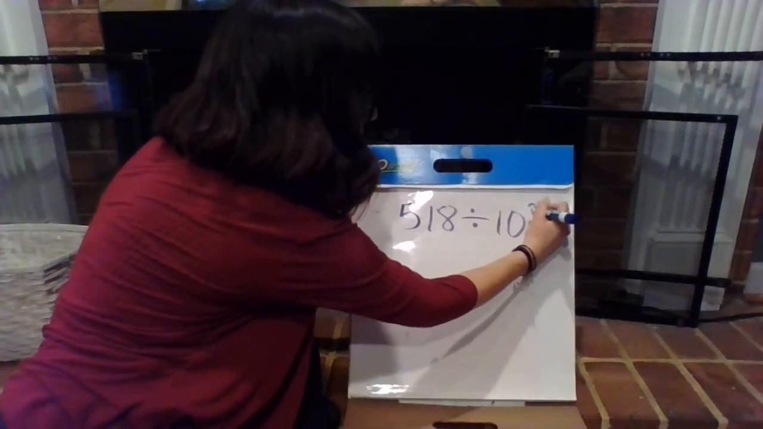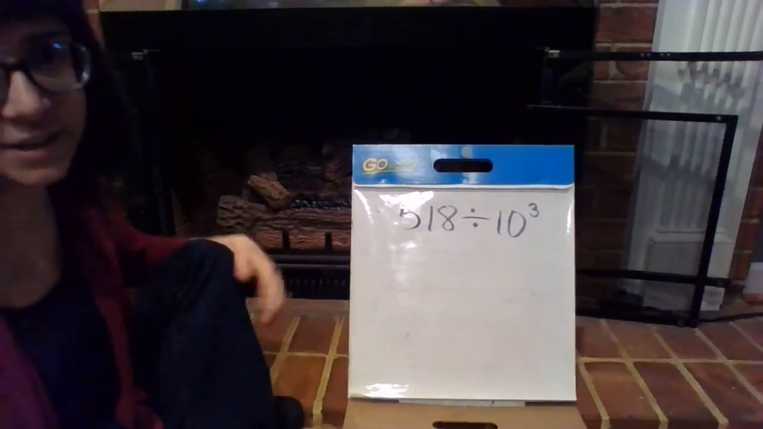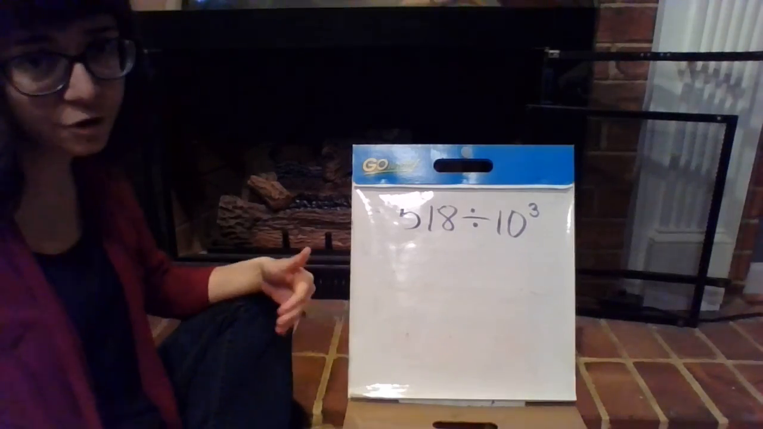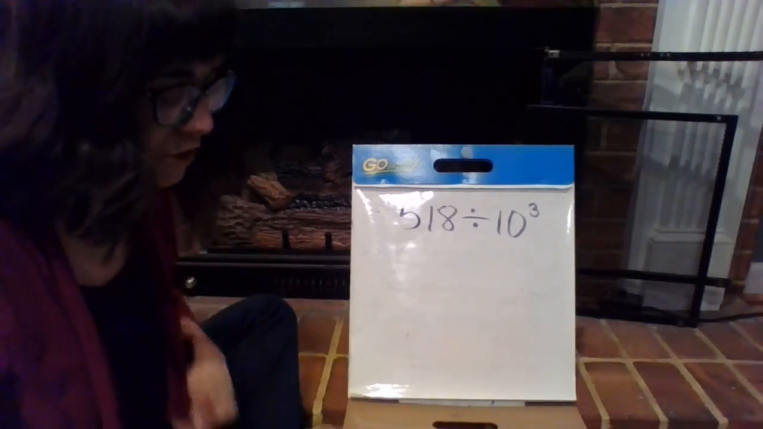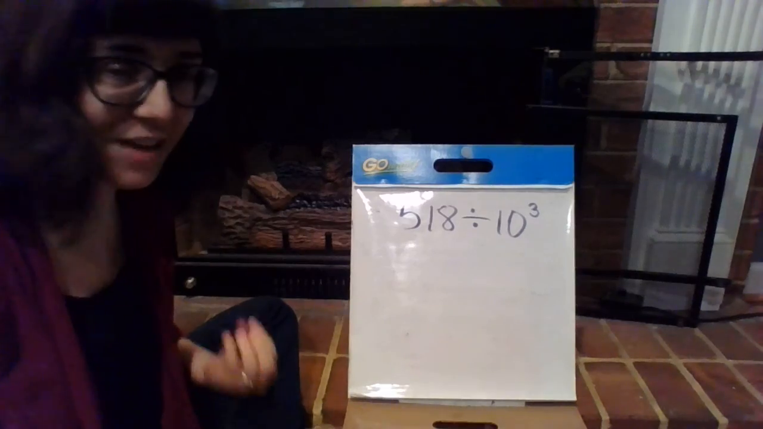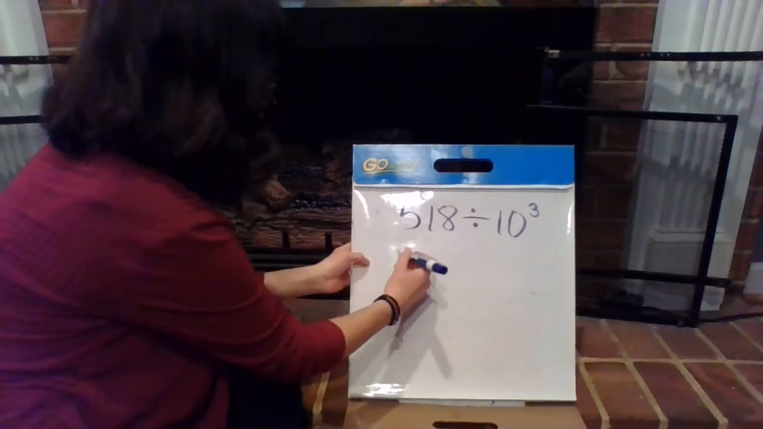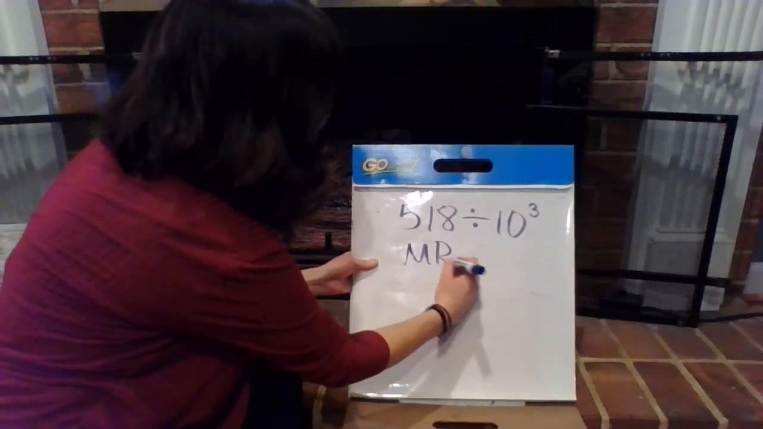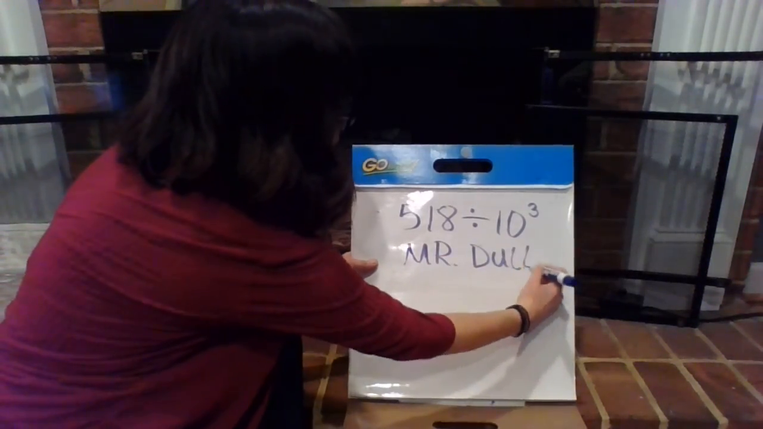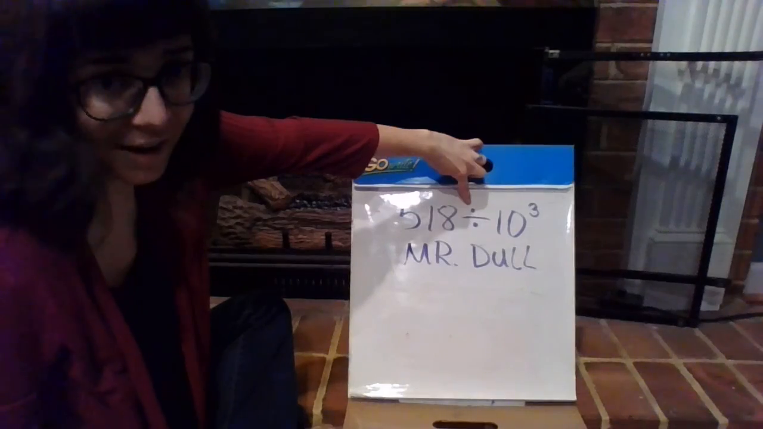So this one is just slightly different. It's not asking us for the answer. It's not asking us for the number in standard form. It just asks which digit or which number would be in the thousandths place after we solve. Okay, so if I think of Mr. Dole, this time I'm not multiplying, I am dividing.